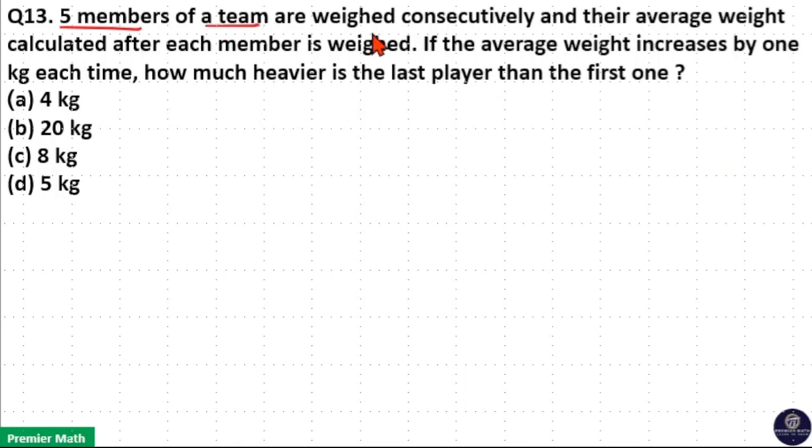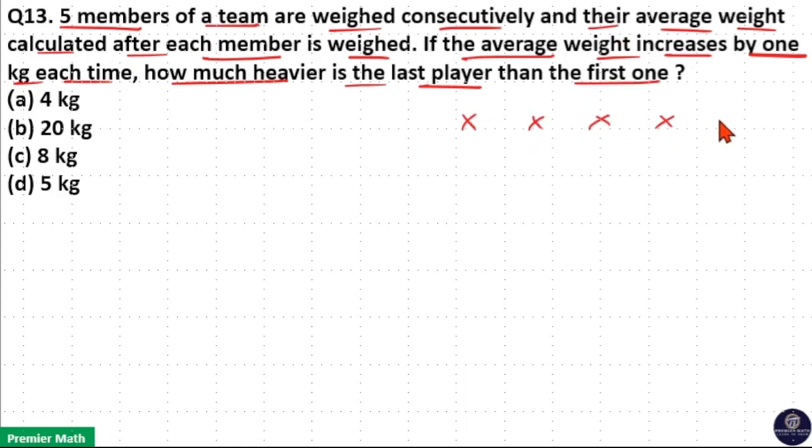5 members of a team are weighed consecutively and their average weight is calculated after each member is weighed. If the average weight increases by 1 kilogram each time, how much heavier is the last player than the first one? Here there are 5 players. The average weight increases by 1 kilogram each time when they are weighed consecutively. So, when 5 players are weighed, there are a total of 4 times the average increased by 1 kilogram.